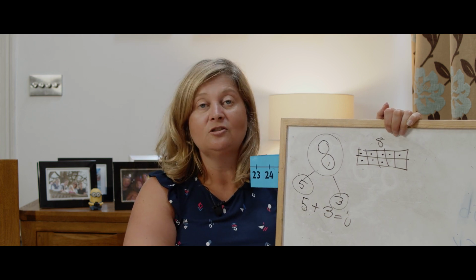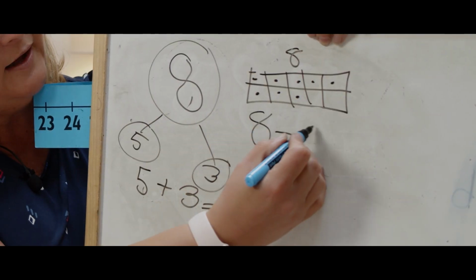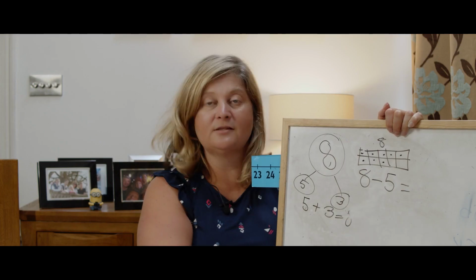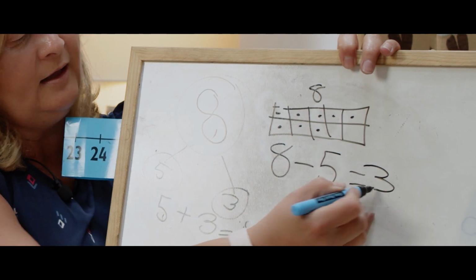I'd also like you to do some subtraction. I'm going to do 8 take away 5 equals. And you can do that on your fingers. Have 8 and take away 5. 1, 2, 3, 4, 5. And we're left with 3. So 8 take away 5 is 3. So those are all different things that you can do with number 8.